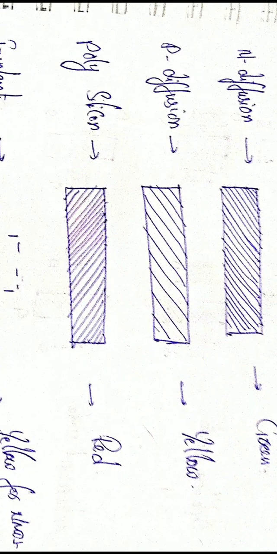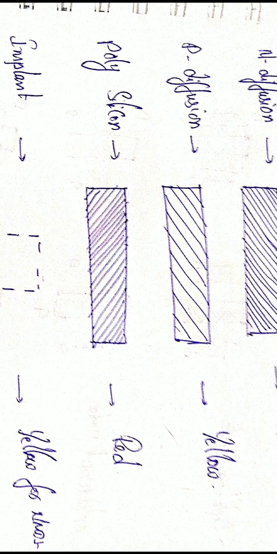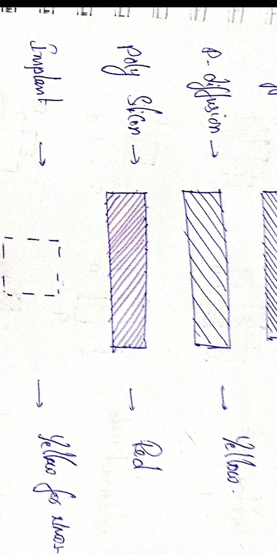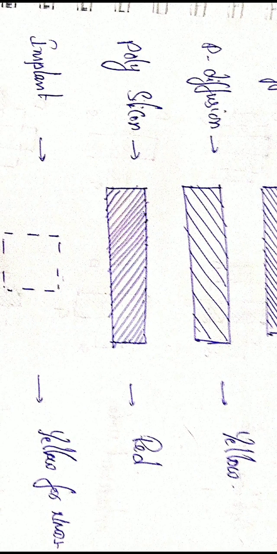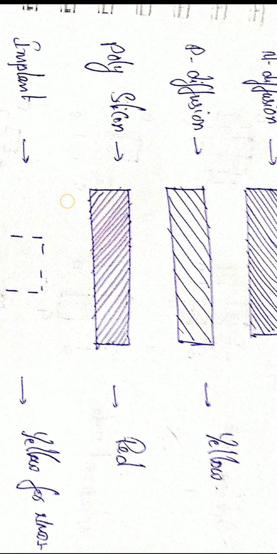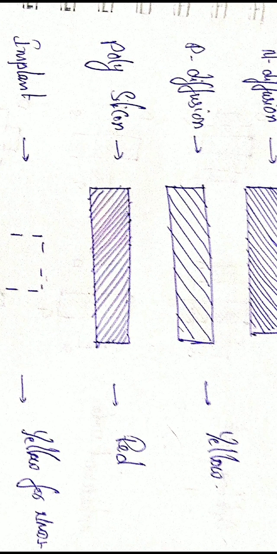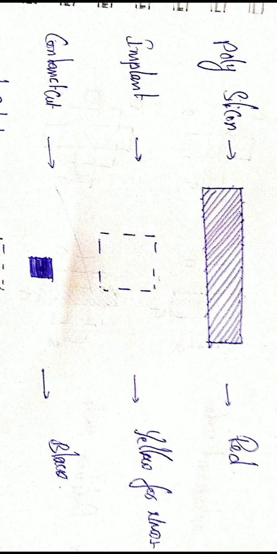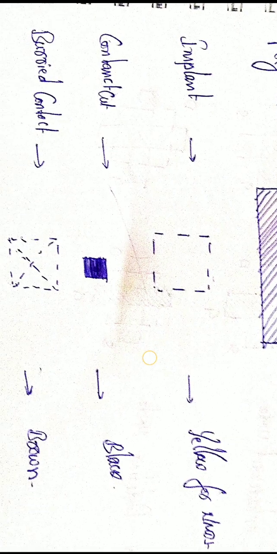Next one is polysilicon. This is the diagram for polysilicon. In polysilicon, we draw the cross lines from bottom to top, whereas for N diffusion we draw the lines from top to bottom. For polysilicon we use the color red. For P diffusion we use the color yellow. And for implant, the same symbol as in the stick diagram is used here too. It is yellow for NMOS.